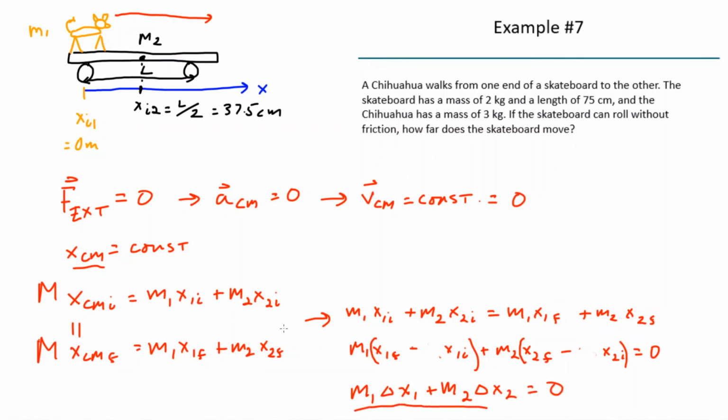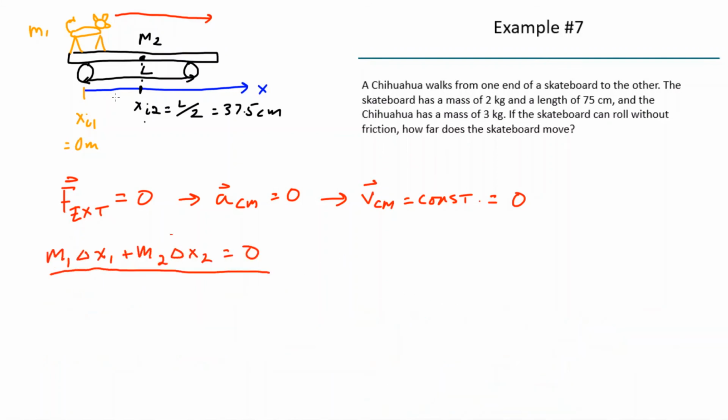So this tells me I multiply m1 times the displacement of the Chihuahua, so the mass of the Chihuahua times the displacement of the Chihuahua, plus the mass of the skateboard times the displacement of the skateboard equals 0. Okay, so now things get interesting. This skateboard is going to roll through some displacement delta x2 to the left, while this Chihuahua goes through some displacement delta x1 to the right.